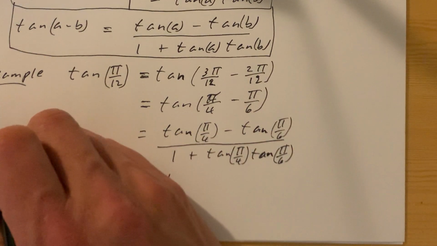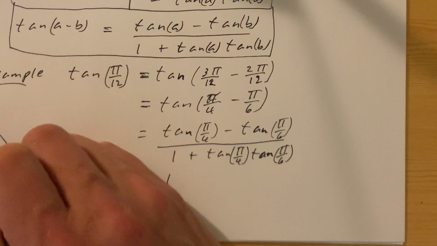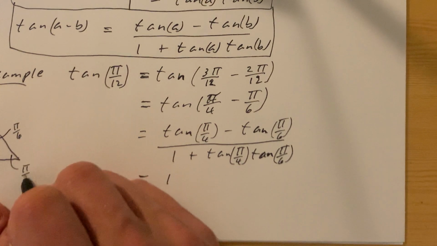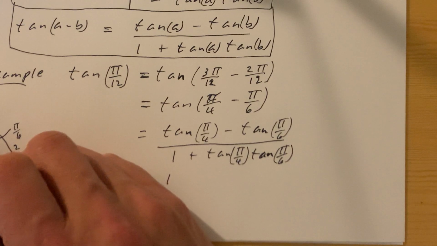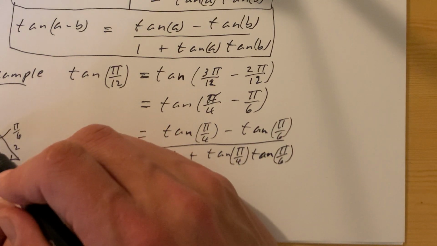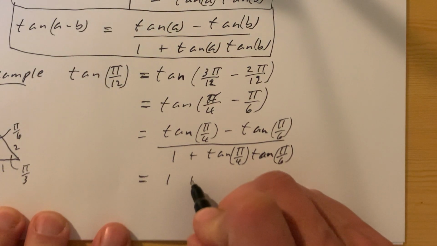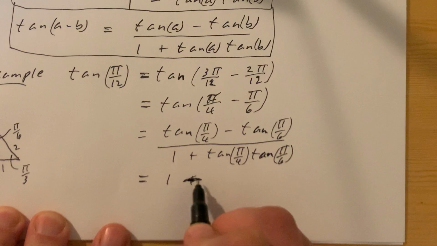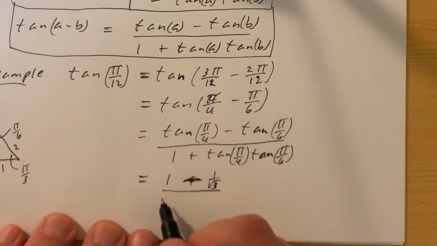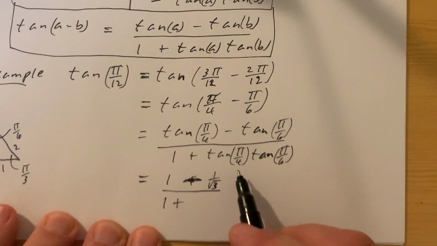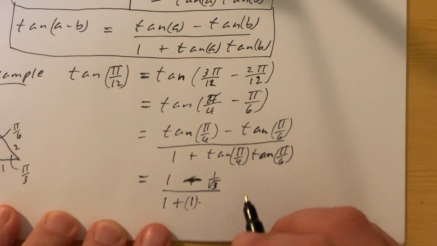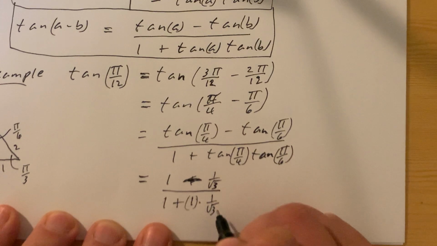Well, let's take a look at that. Okay. So if this is going to be pi over 6 here, then that would be pi over 3. It's 1, 2, root 3. Okay, so tan of pi over 6, tan is going to be 1 over root 3. Sorry, that's not a plus, it's a minus. 1 over root 3. Okay. And then at the bottom, it's going to be 1 plus tan pi over 4, which is 1, times tan pi over 6, which is 1 over root 3.